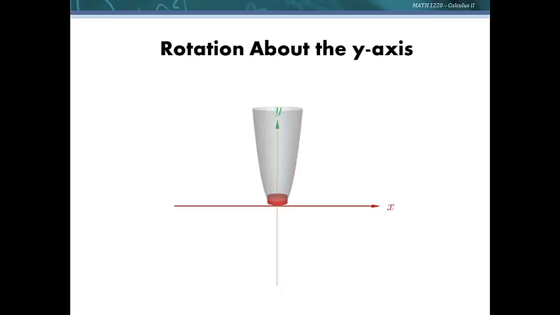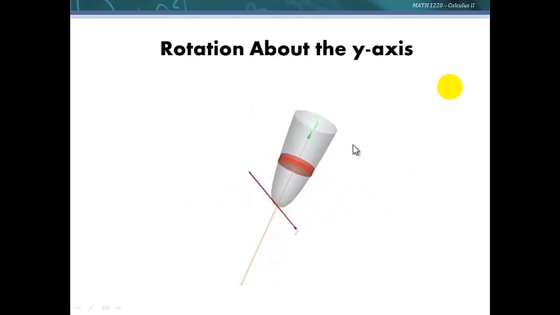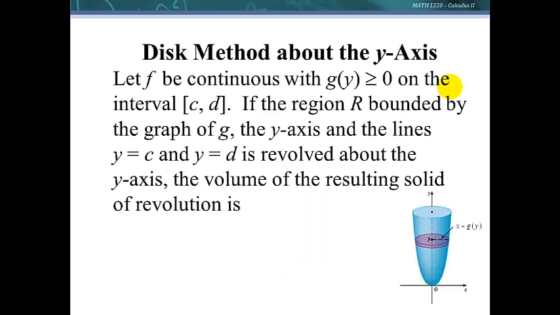We're going to be slicing it horizontally here, and we could take a disk, so we have pi r squared multiplied by a little thickness. But you can see if we did this around the y-axis that our radius is going to be x, which is a function of y. So as we try to express the area of a cross section that was made horizontally here, that would be pi g of y squared, multiplied by the little thickness, which would be a little delta y in the limit becoming dy.